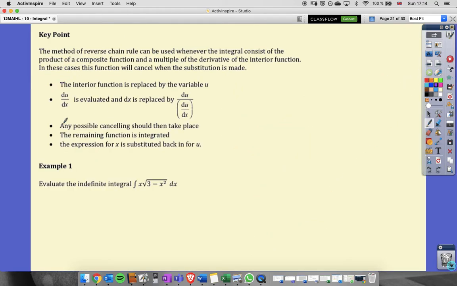Okay, so key points then. We're using the variable u for the substitution, and we have to remember to match the du with the u.